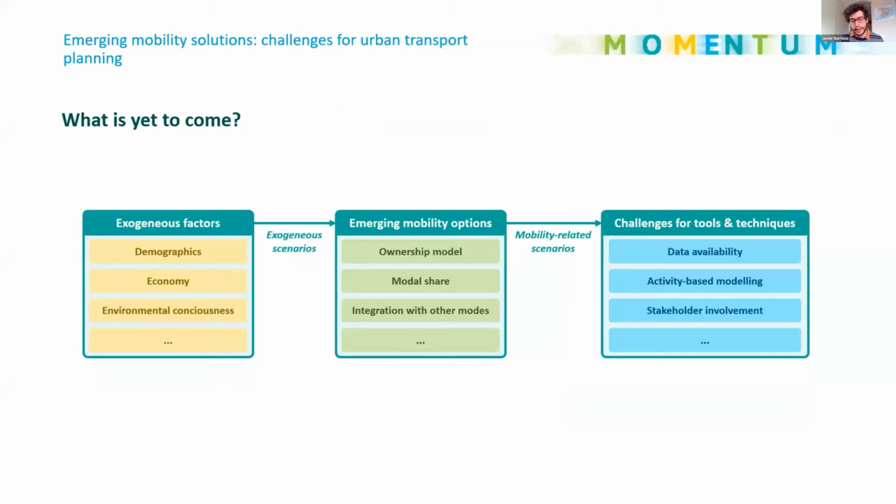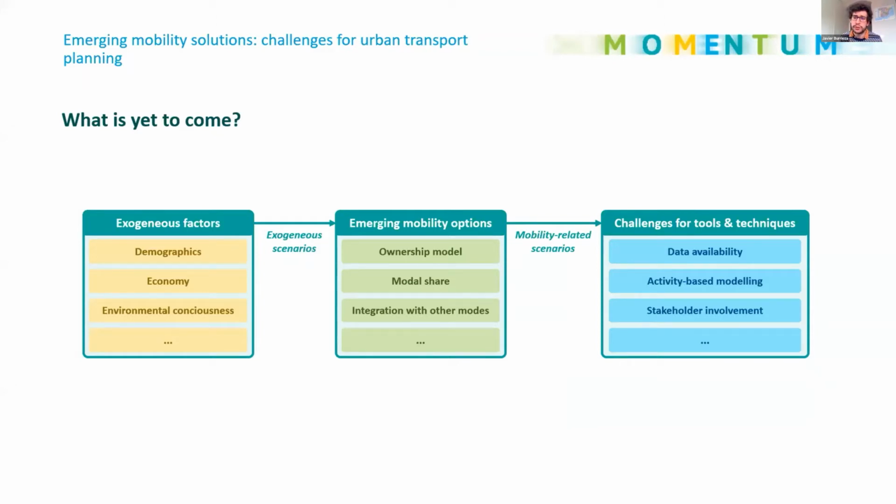One of the elements that we wanted to address in this work package is to identify how these emerging mobility options will evolve in the next decades. For doing that, we created two kinds of scenarios. We created a group of what we called exogenous scenarios that focus on external variables to mobility, but that have a lot of influence on that, such as demographic or economics.